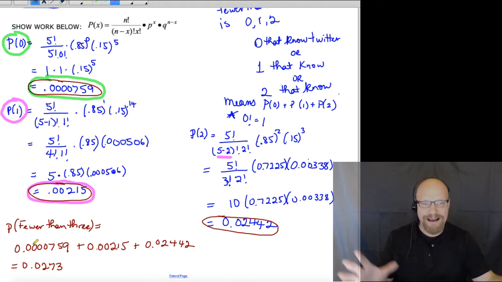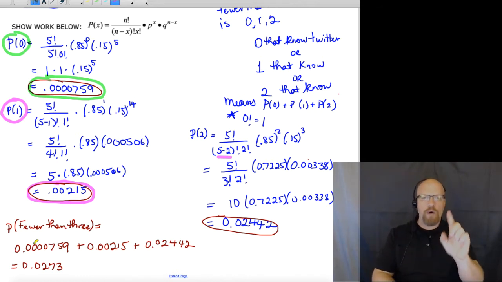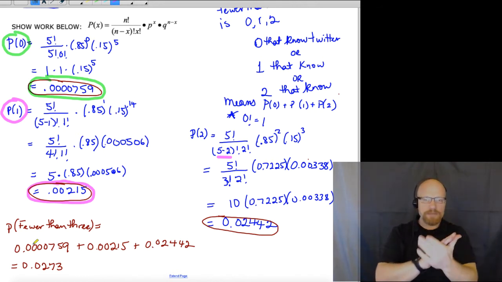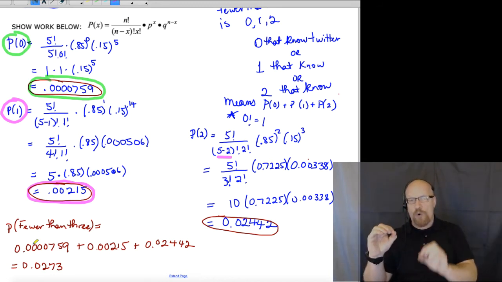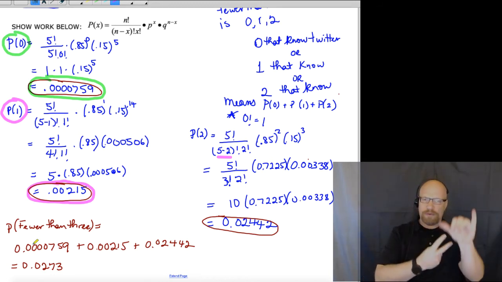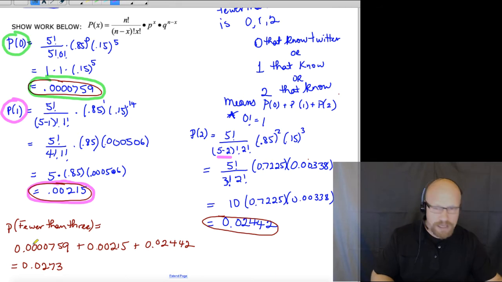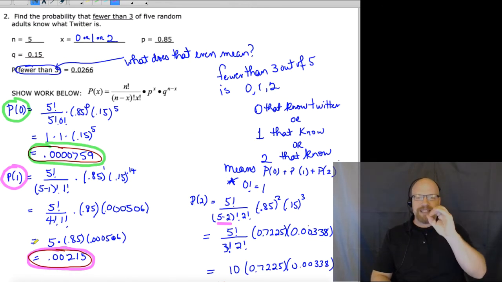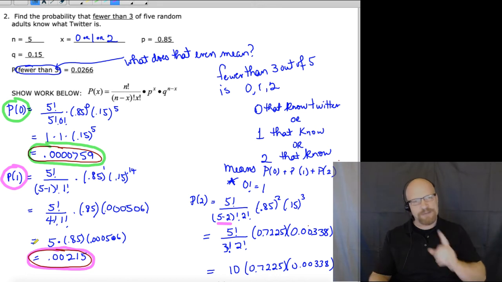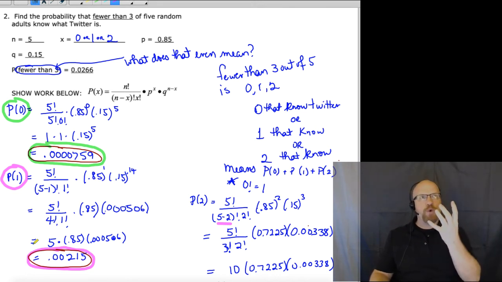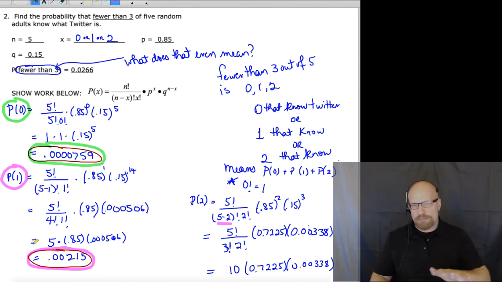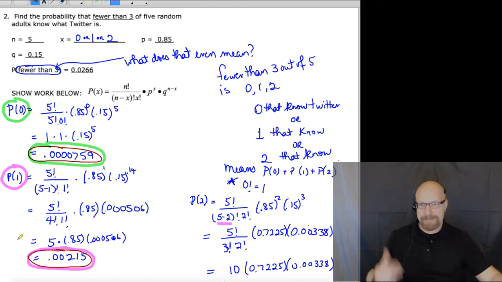So now I add up the probability of 0, 1, and 2, and that becomes the probability of 0 or 1 or 2. We add that: 0.0273, close to 0.026. Let me think, what is that? 0.0266. It's really what, a thousandth away, about. So it's okay.